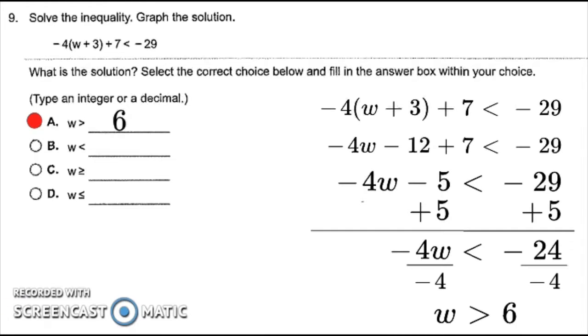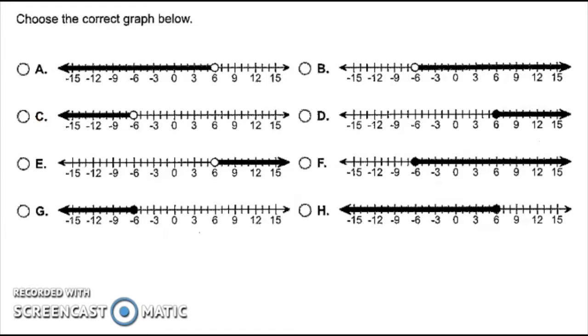So now we have to graph it. So it says w is greater than 6. That means it'll be an open circle at positive 6, and it'll be going to the right because it is a greater than. So that means it would be E. So your answer for your graph is going to be E.